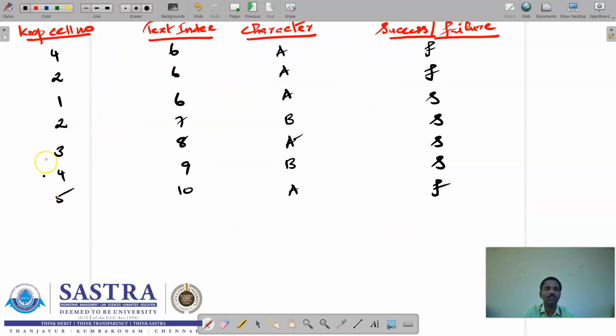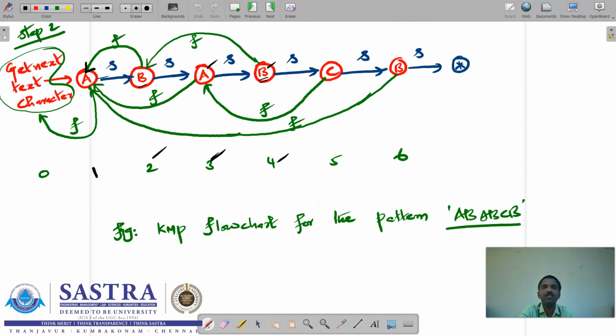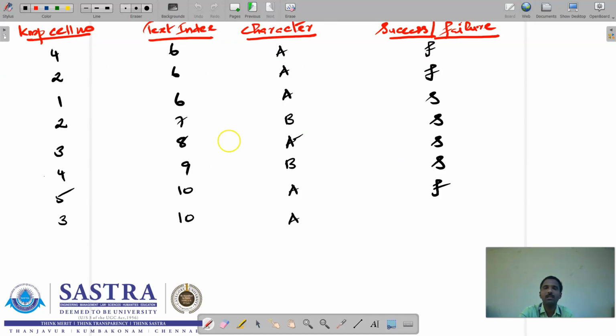So next stage, fail of 5 pointing to cell number 3 here. Writing here, this is cell number 3. Text index 10, character A. Cell number 3, check if it has a character A. So cell number 3, character A is available. So this is success. Then cell number becomes 4. Text index is 11.